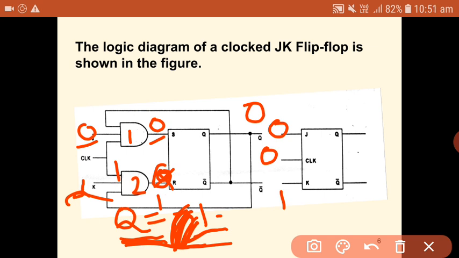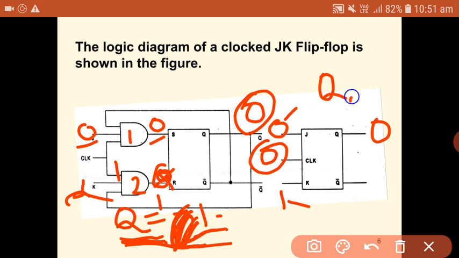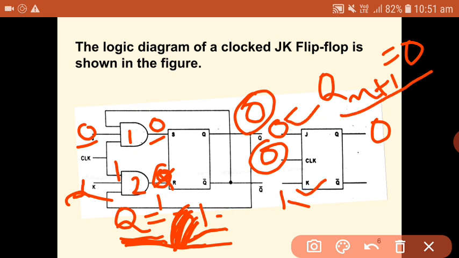So when J is equal to 0 and K is equal to 1, irrespective of its previous output, the present output will always be equal to 0. That means Qn+1 is equal to 0 for the J is equal to 0 and K is equal to 1 combination. Are you understanding? Okay. Let me explain once more.